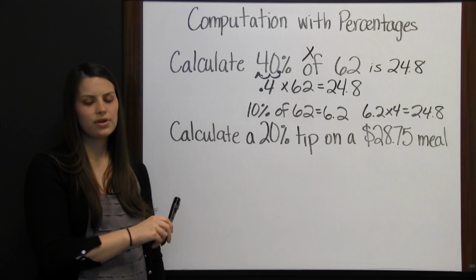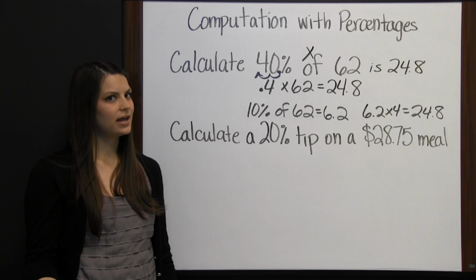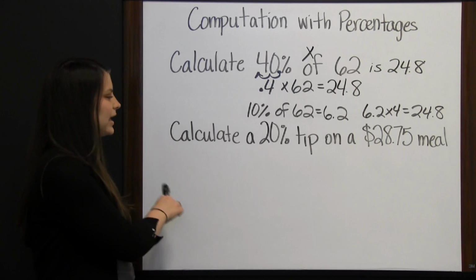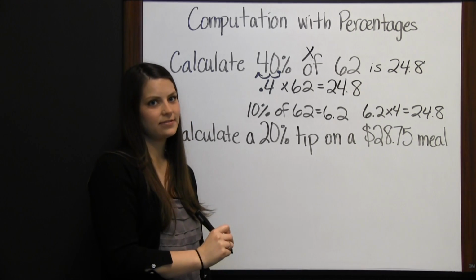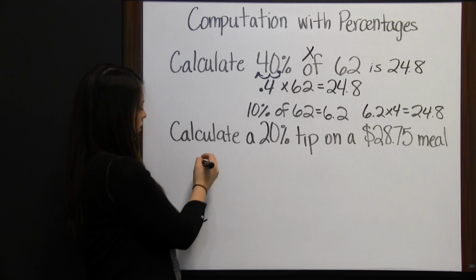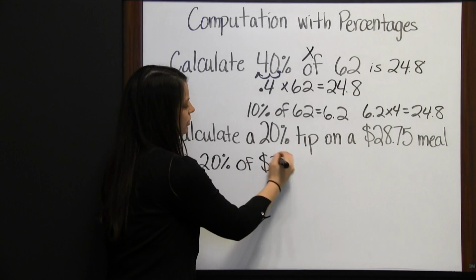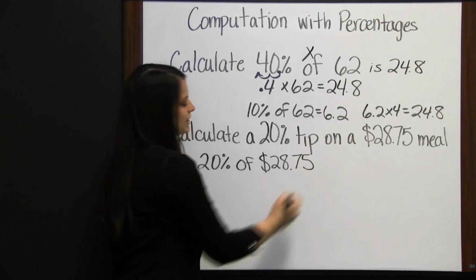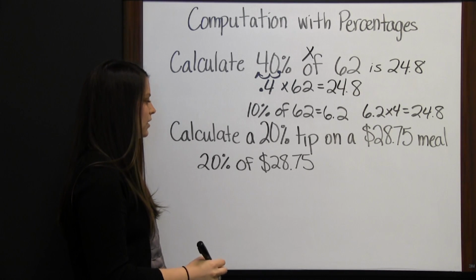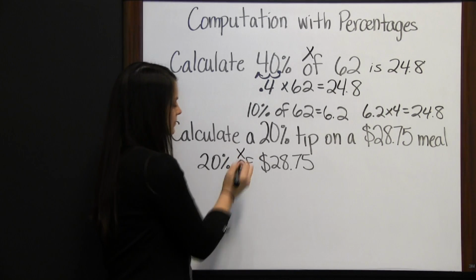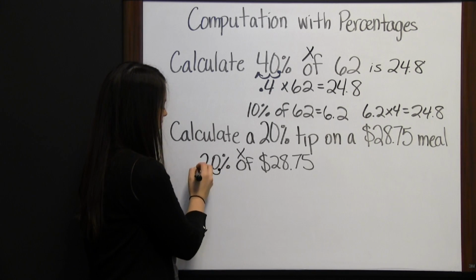Let's look at one more. Oftentimes, percentages are used to calculate the tip when you go out to eat at a restaurant. So here we're going to calculate a 20% tip on a $28.75 meal. So we want to know what is 20% of $28.75, since that's how much we need to leave them. 20% of how much our total bill was. So again, of is multiplication, and we want to convert our percent to a decimal. So move it 2 places to the left.